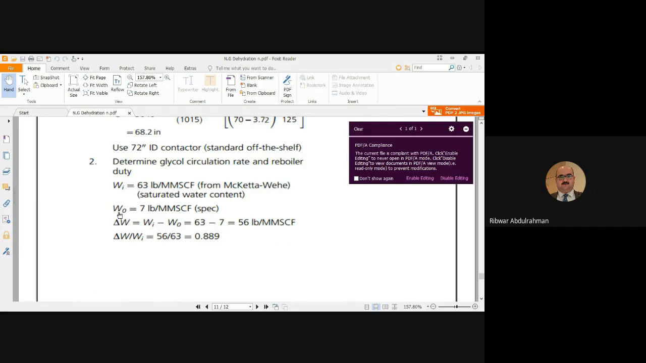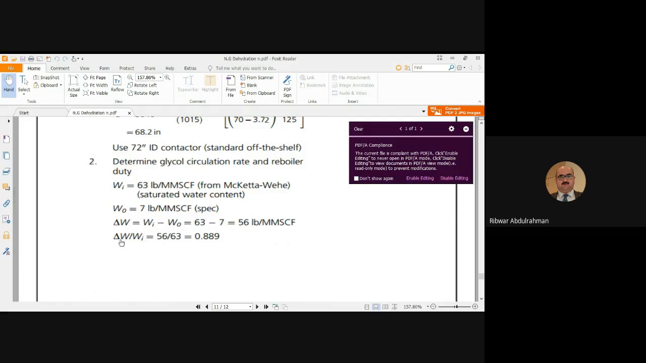The outlet will be given, don't worry. And the WO, which is the desired water content after dehydration, is 7 pounds per million standard cubic feet of the gas. So here I can simply find delta W, which is WI minus WO, so 63 minus 7.